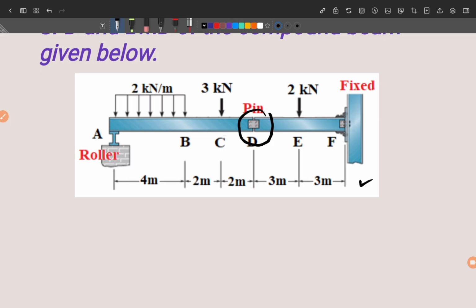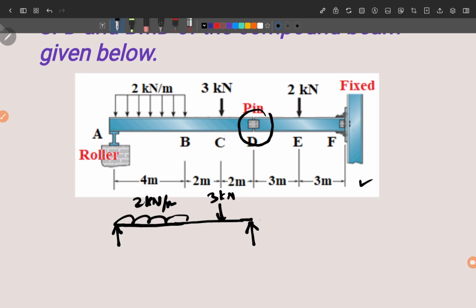So we first take this, our support A, which will have one reaction because it is a roller. Then we have a uniform load of 2 kilonewton per meter. After that we have this 3 kilonewton load. And then what is happening at D? At D you will have two reactions, one vertical and one horizontal. We don't know the value of these reactions, but there will be Dy, and here you have Ay, the reaction, and this will be Dx. There will be two reactions.